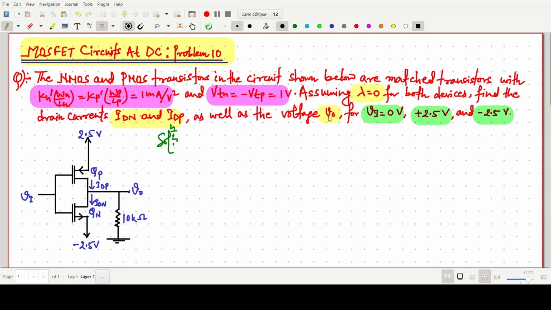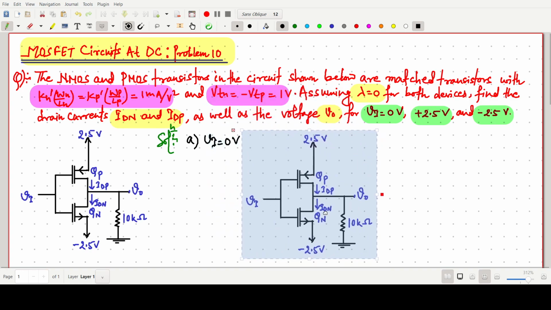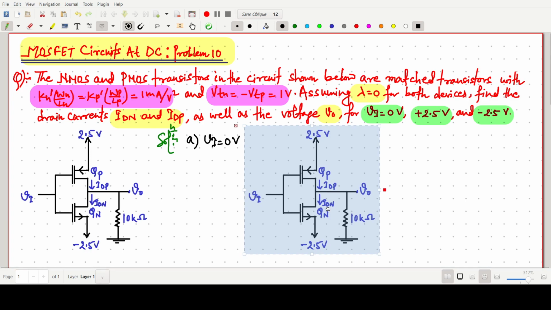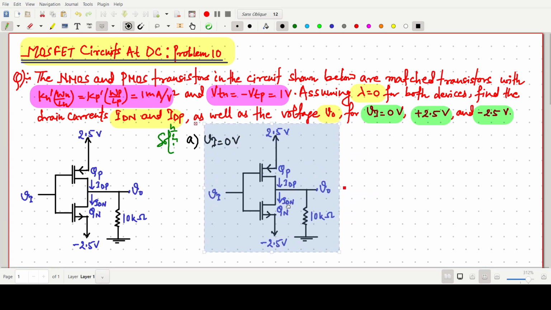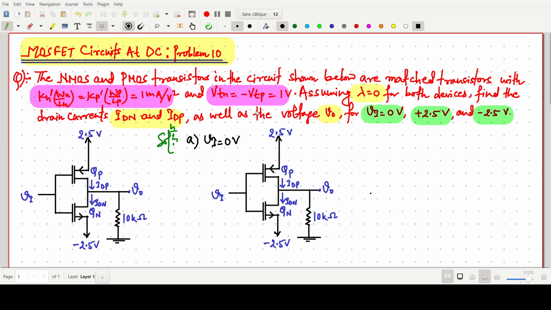So first of all, we are assuming vI equals 0 volt. That means when we are giving 0 volt, what should be the V0 value, what should be the IDP and IDN, we have to find. For this purpose I am just redrawing the same circuit here. So this one is the same circuit. Here we say this vI value is 0 volt.